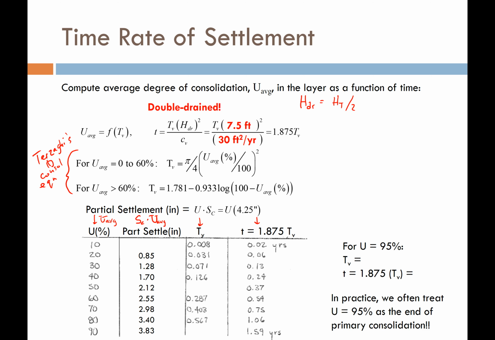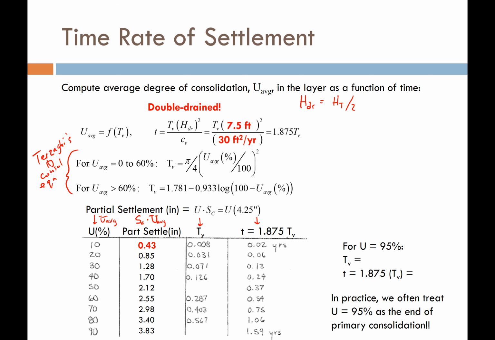So if I have 10% degree of consolidation, well, 10% times my computed consolidation settlement is just going to be 0.43 inches. Because remember, I computed 4.3 inches of total primary consolidation. So this is just saying 10% of that. And then if I compute 20%, that would give me 0.85. 50% would be 2.12. 90%, 3.83. And so you see what I'm doing there.